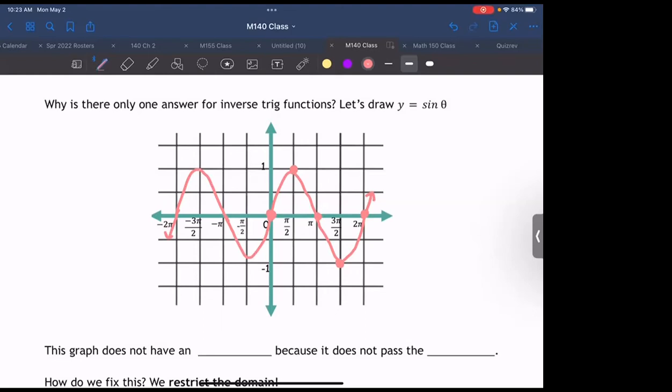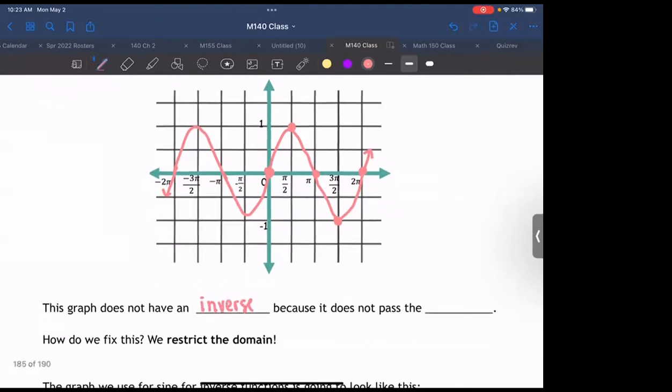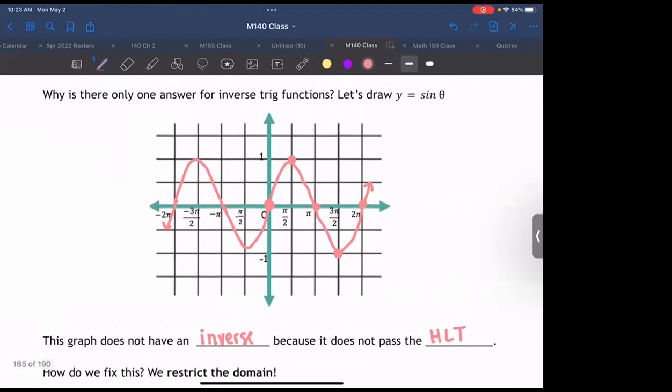No, and why not? Exactly, right? This graph does not have an inverse, and I'll write that down, because it doesn't pass the horizontal line test. If we take a horizontal line and move it up and down, it's going to hit sine an infinite amount of times, right? Since this graph goes infinitely to the right and infinitely to the left, it keeps repeating itself, okay?